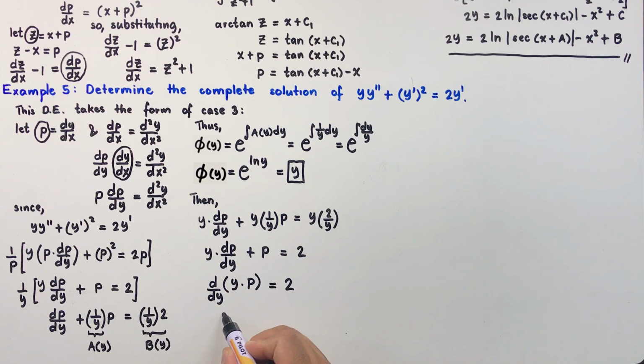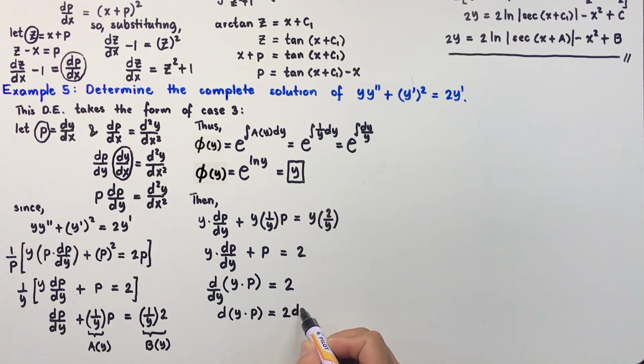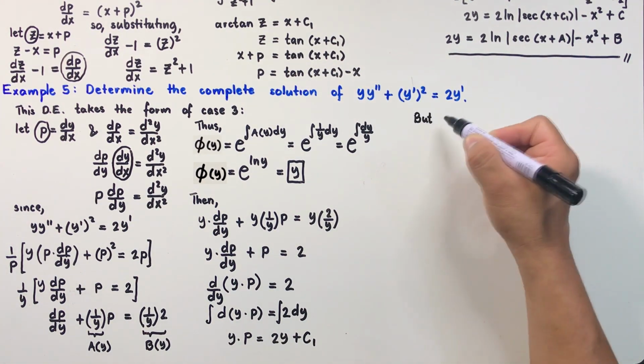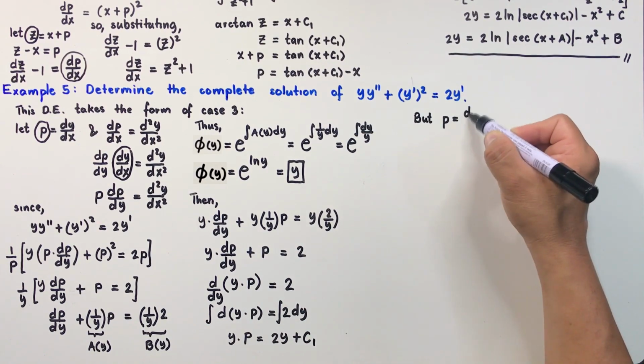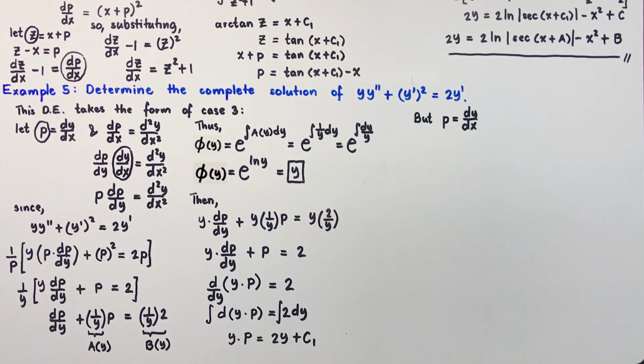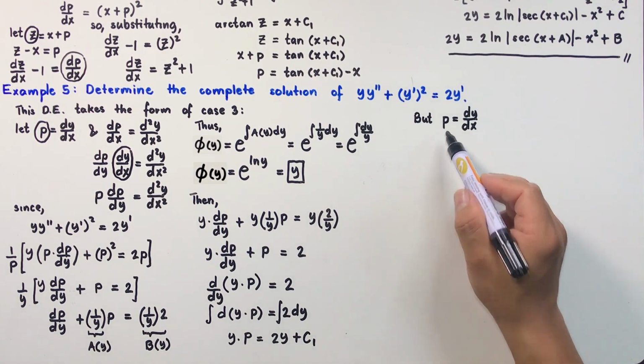Then rewriting this equation, we have the differential of y times p equal to 2 dy. Integrating both sides of the equation, we have y times p equal to 2y plus the constant of integration c sub 1. But we know that our p is the derivative of y with respect to x, because we just treat this first derivative as simply a variable.